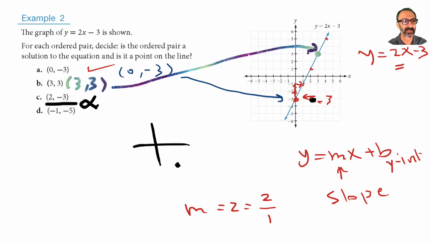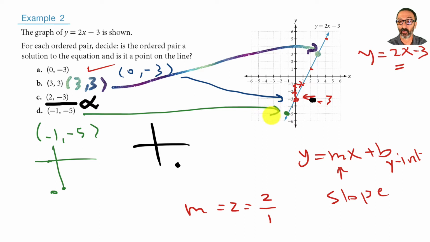Let's try something else. I will go with green to distinguish. The last one is negative 1 and negative 5. Graphically, negative 1 is here, and negative 5 is down here for the y, so it has to be there. It looks like, yes, it's right there. You see the graph? So this one is negative 1 for x and negative 5 for y. Okay?